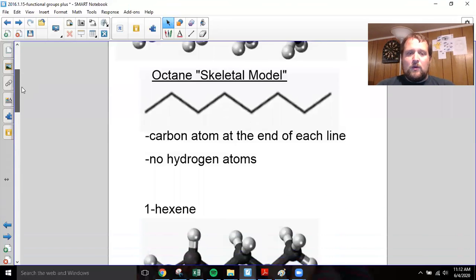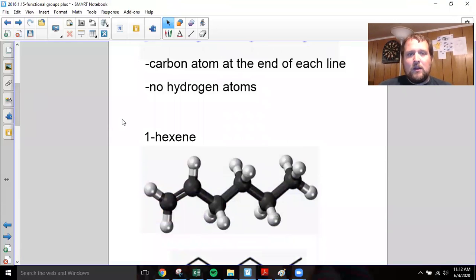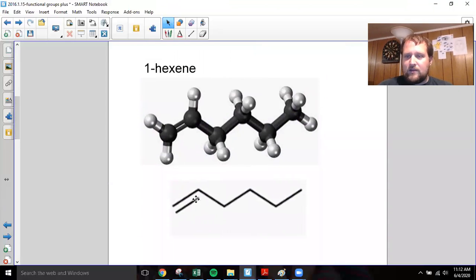So for another example down here, you have 1-hexene. Hex means 1, 2, 3, 4, 5, 6 carbons. Ene means there's going to be a double bond in the first position. And so the way they show that in the skeletal model is just with 2 lines like this. So there's still a carbon at the end here, a carbon here, carbon, carbon, carbon, carbon, and they'll just put 2 lines. And then a triple bond would just be 3 lines.